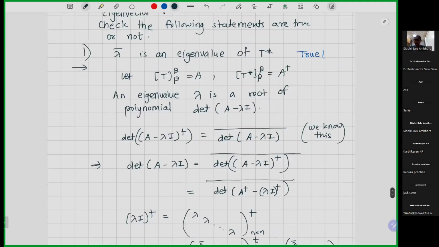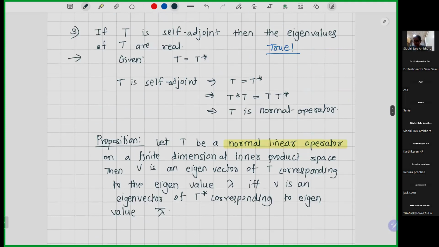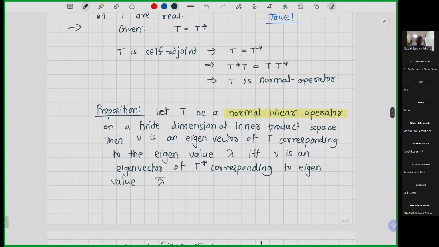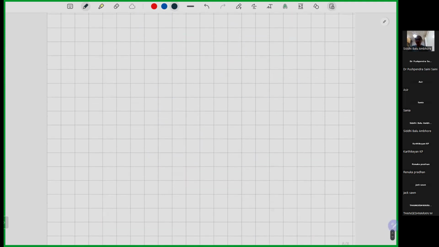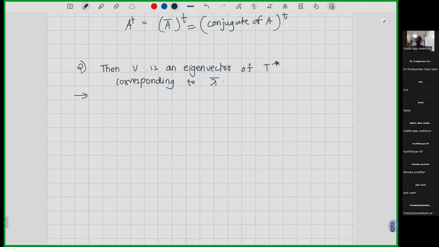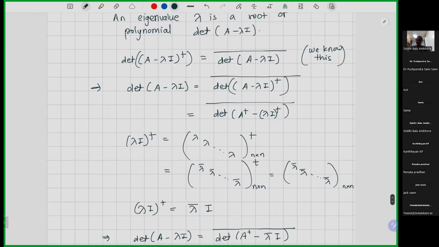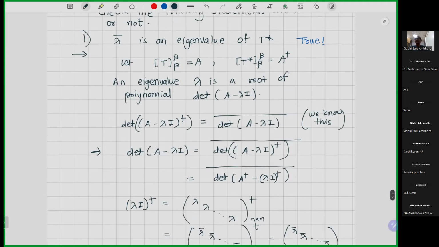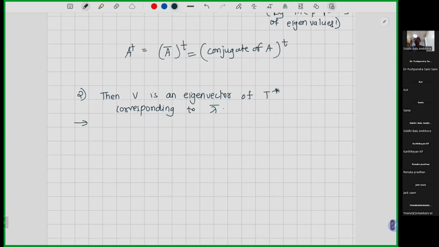Okay, so this we had for normal. If you remember, I wrote the statement somewhere. If T was a normal linear operator, then this always holds, as an if and only if condition. But T could now be any linear transformation. So in that case, if V is an eigenvector of T corresponding to lambda, can we always say that V is an eigenvector of T star, the adjoint of T, corresponding to eigenvalue lambda bar? We know that lambda bar is an eigenvalue of T star, from what we proved in part 1. But does the same eigenvector also follow?